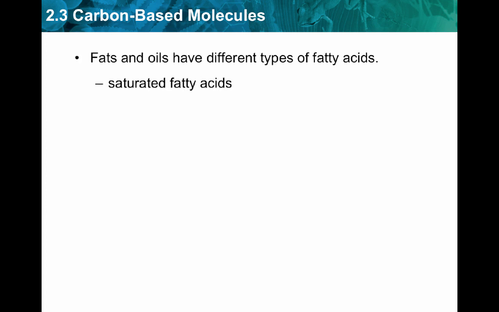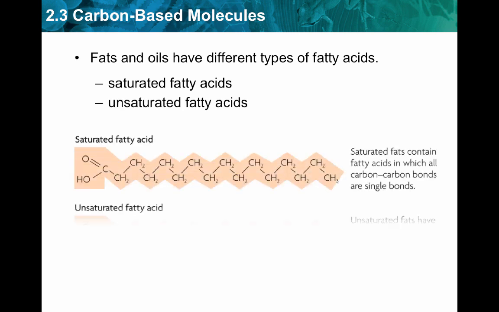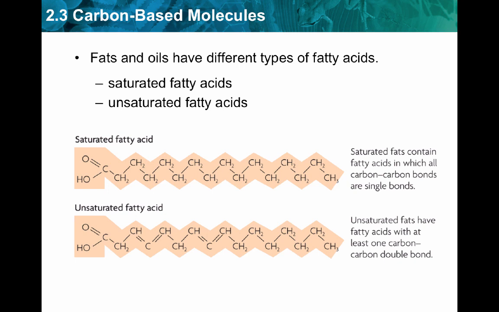There are different types of fatty acids in fats and oils. Those long chains can be saturated or unsaturated. If you look at this picture, saturated fats have a fatty acid tail where the only bonds you see are single bonds between the CH2s. Every bond between them is a single bond, but an unsaturated fat has double bonds between those. If there's even one double bond, it's considered an unsaturated fat because there's not a hydrogen at every possible location.